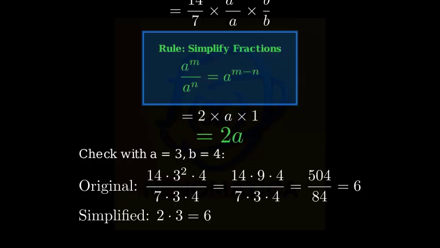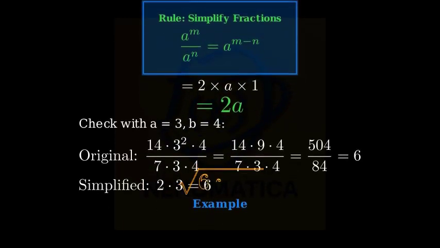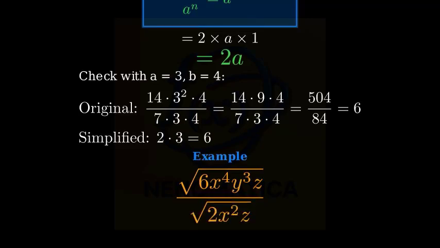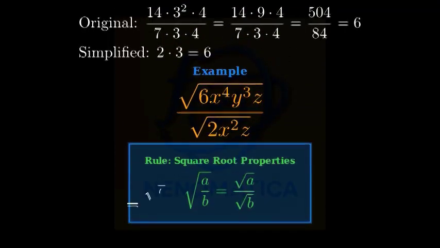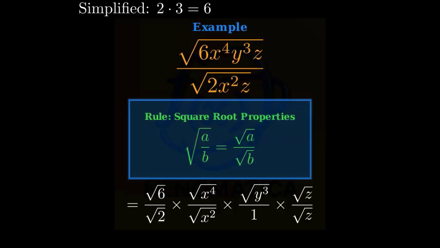Now let's move on to our second example, which involves square roots. We need to simplify the square root of 6x to the fourth power y cubed z divided by the square root of 2x squared z. The first thing to remember is that we can break down the square roots into separate terms.